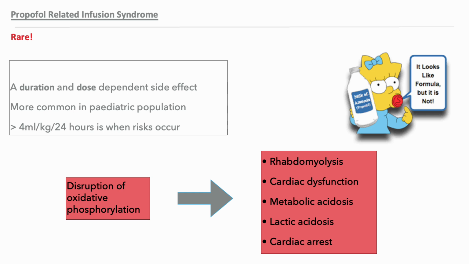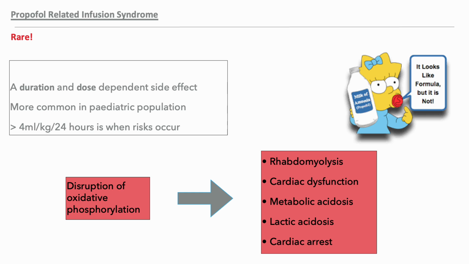Now, most of our patients won't be affected by that because we limit our propofol from 0 to 30 mL per hour. Now, this is more common in the paediatric population, but it does occur in the adult population. What happens is, as there's too much propofol given to a patient, there is disruption of the oxidative phosphorylation process, which then causes cellular death.